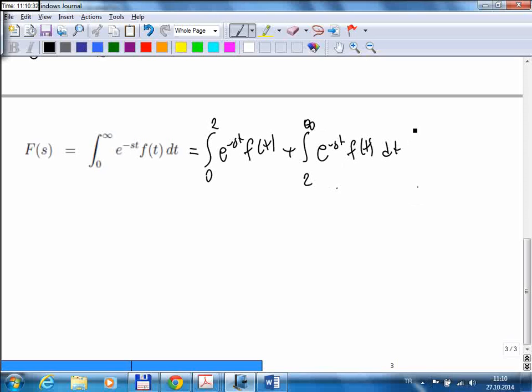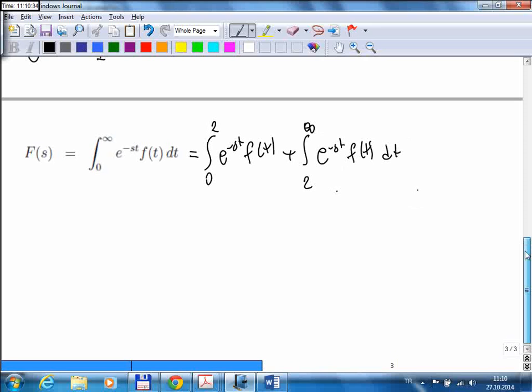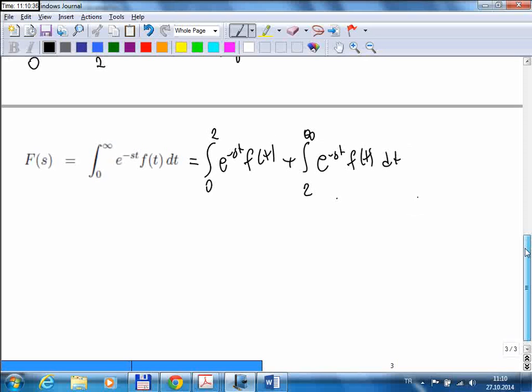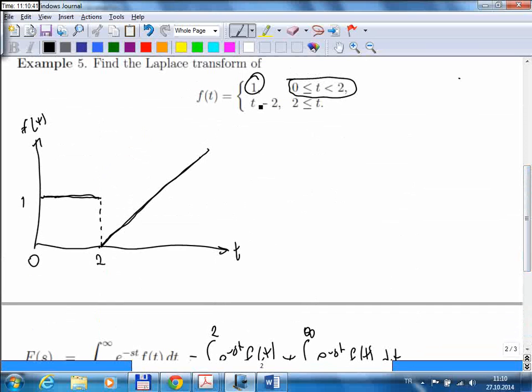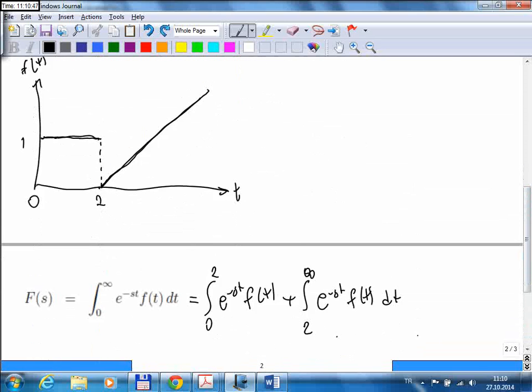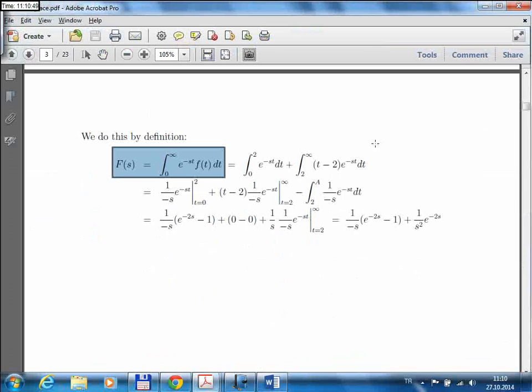Now, since the function is defined in these two different intervals separately, what you need to do next is insert these things into those integrals. You put 1 into the first integral and t minus 2 into the second integral, which is already done here. So this is the first integral you need to take. This is the second integral you need to take. The first part is really straightforward, the integral of this between these two limits.